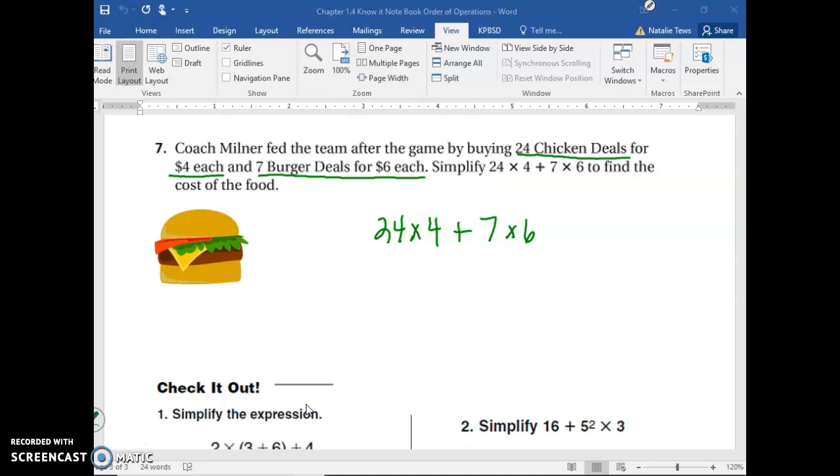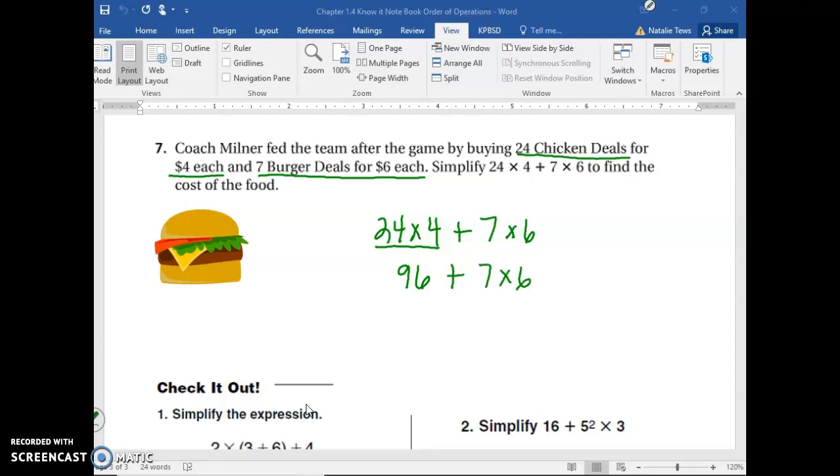Okay, so according to order of operations, I'm going to do what first? 24 times 4. And the reason why I'm doing that one, I can't add the parentheses, but I'm going to just solve it because that's how it is, left to right. Okay, so 24 times 4, what is that? 96. Oh, 96. And I'm okay with you using your calculator to move things along faster. Okay, and then drop everything else down.